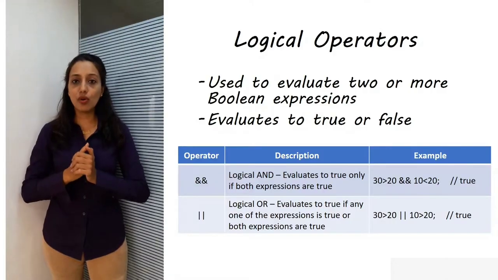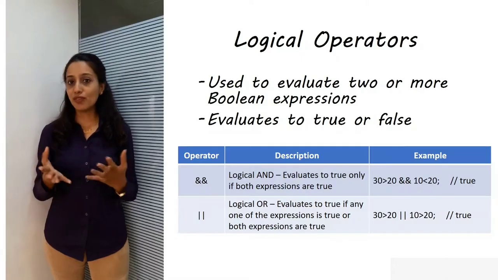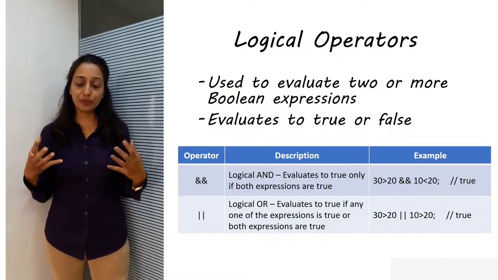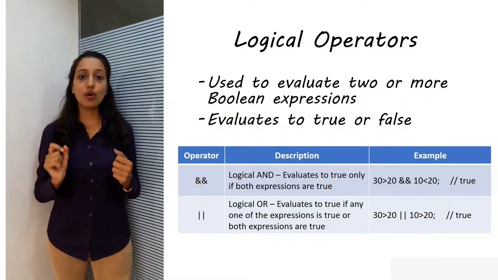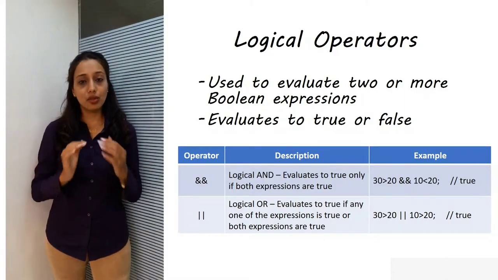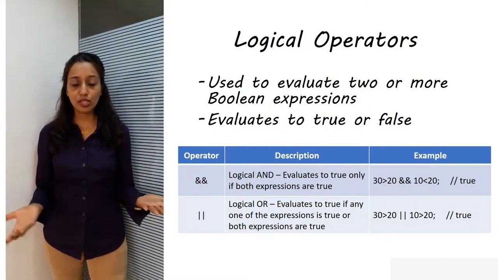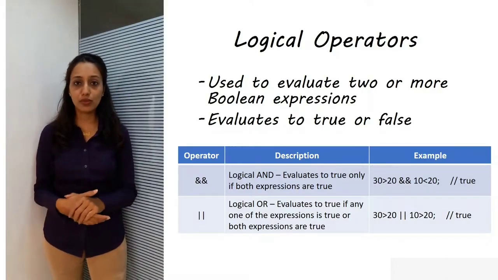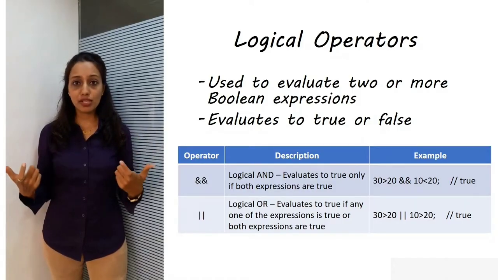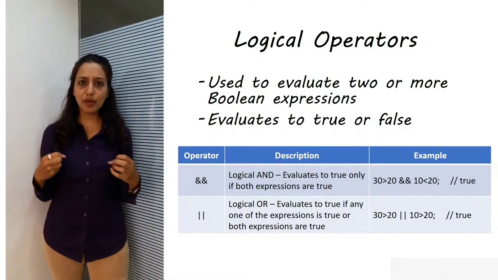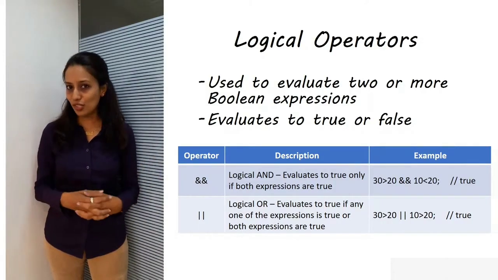On the contrary, the logical or will return true if any one of the Boolean expressions is true. So for example, is 30 greater than 20 is true. And then you write an or symbol and write is 10 greater than 20, which is false. Even though 10 greater than 20 is false, the overall expression will return true because 30 greater than 20 is true. So it depends on you which logical operator you want to use based on your requirement. If you want that a certain operation should be done only if both the conditions are true, then you use the logical and. If you want that a particular operation should be done if either of the conditions is true, then you can use the logical or.